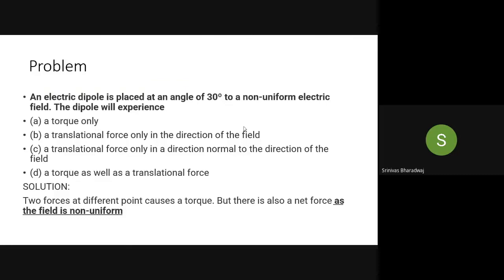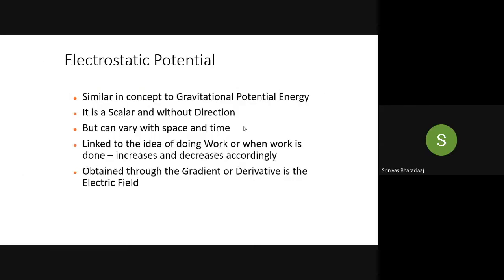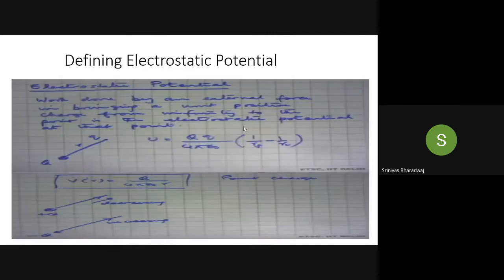An electric dipole is placed at an angle to a non-uniform field. The two forces are different at different points and cause a torque. There's also a net force as the field is non-uniform. So you have both a torque and a force. The dipole experiences a torque as well as a translational force.